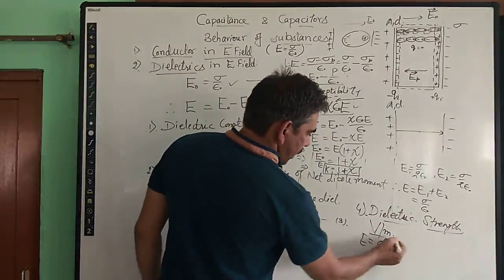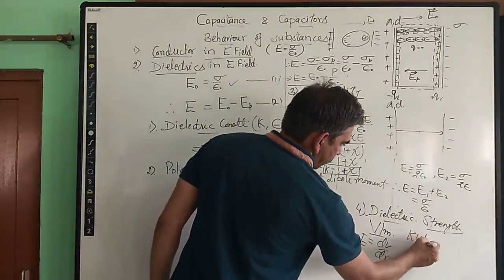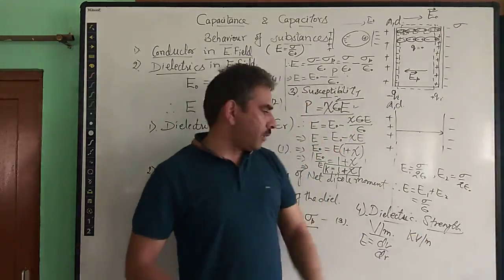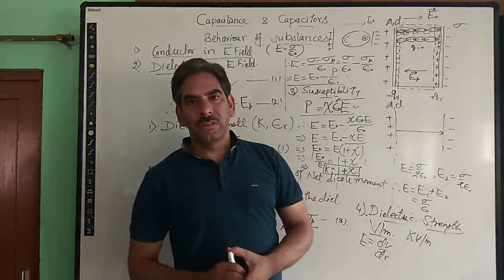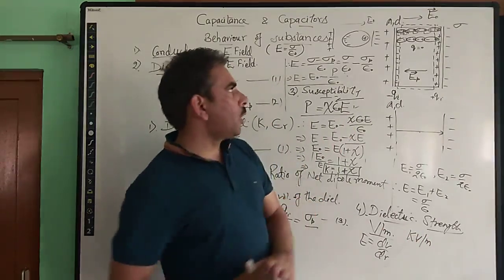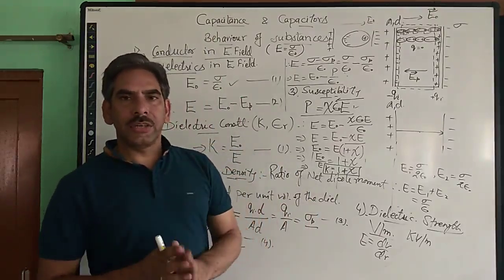Practically the units are not volt but kilovolt per meter, because the separation of positive and negative charges is not so easy. We require a very large amount of potential, or we can say electric field. So that is all about what happens to a dielectric whenever it is subjected to some external electric field.